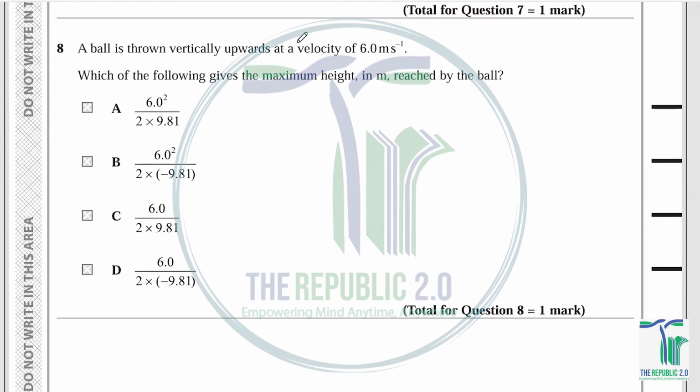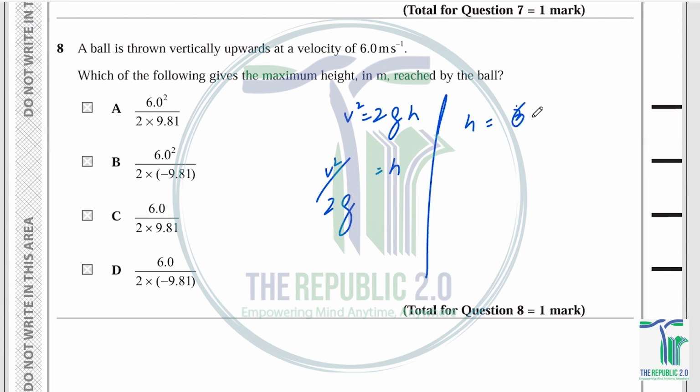Similarly, a ball is thrown vertically upwards at a velocity of 6 meters per second. Which of the following gives the maximum height? So everybody knows that v squared is equal to 2gh. You need to calculate the h, so v squared upon 2g. Now you can see that the velocity is 6 squared divided by 2 times 9.81. So that is why you have to go with the option number C. Did you get that? So that is how we're going to go with the option number 8.